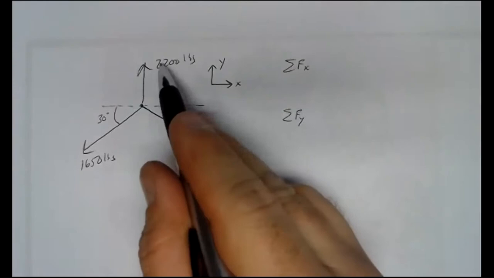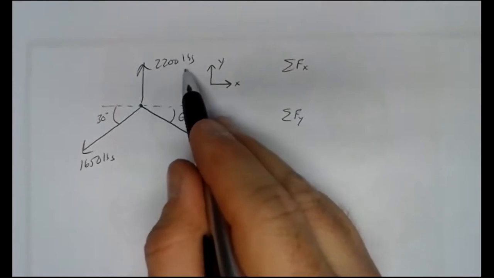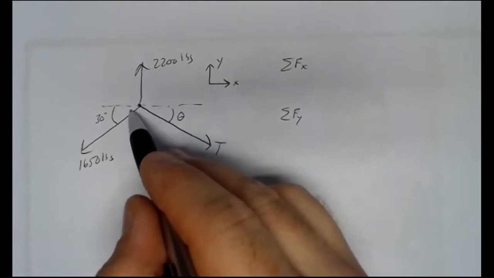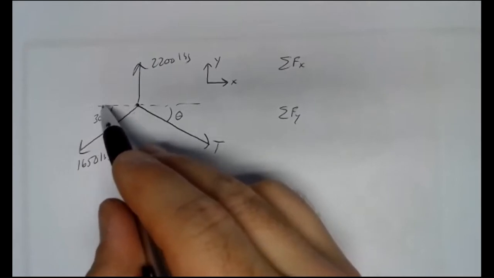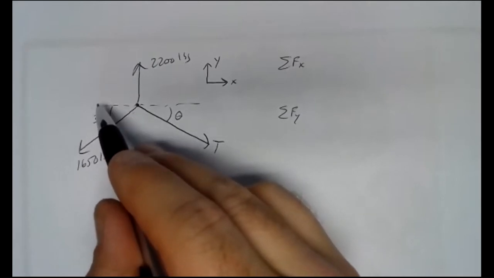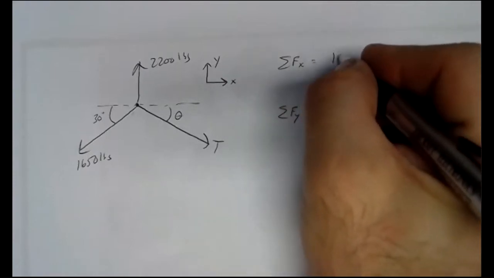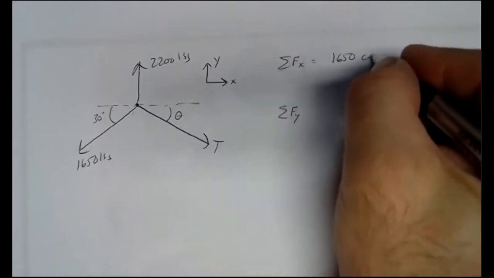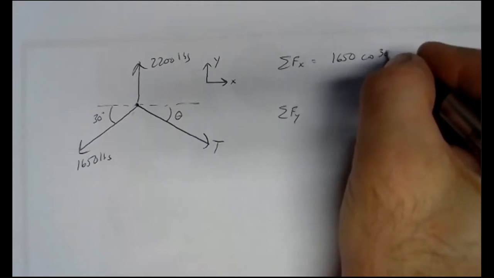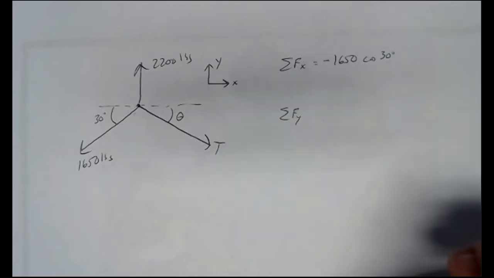Well, in the x direction, we're not going to pick up anything from the 2,200 pound force. We're going to get a negative value for our 1,650. We're going to get the adjacent side. So it's going to be 1650 cosine of 30 degrees, and that's to the left, so it's negative.